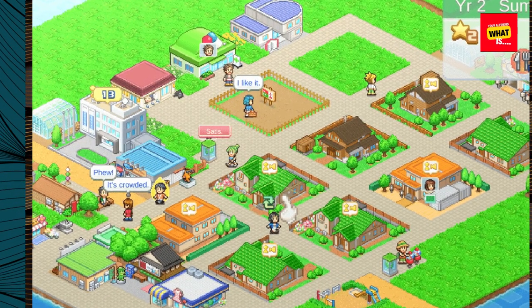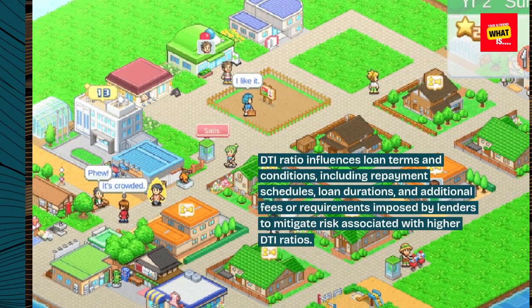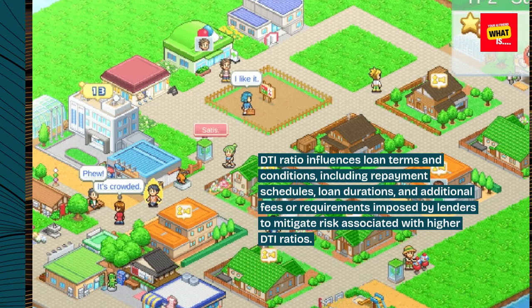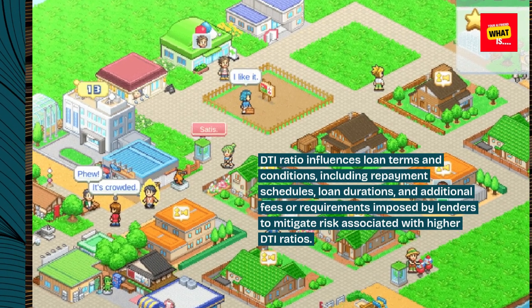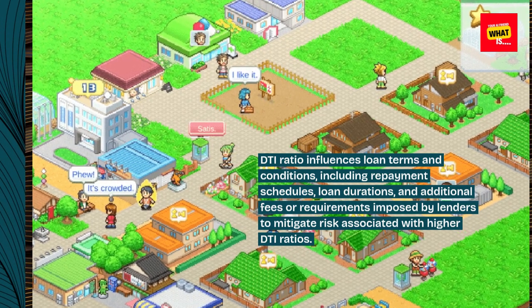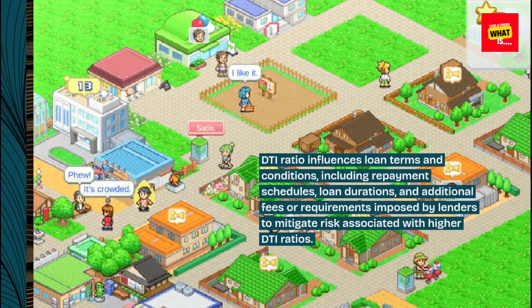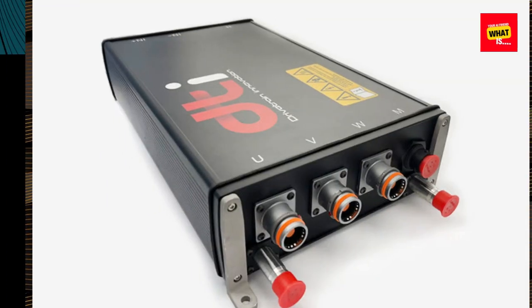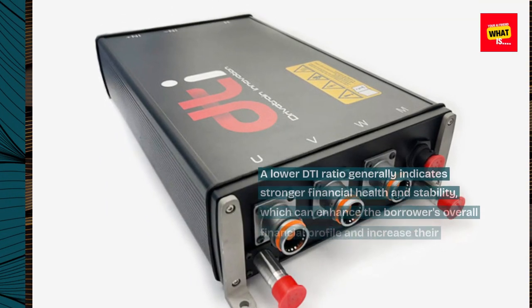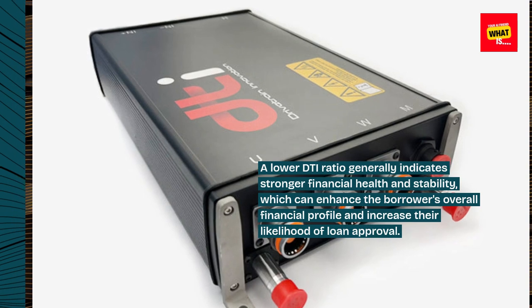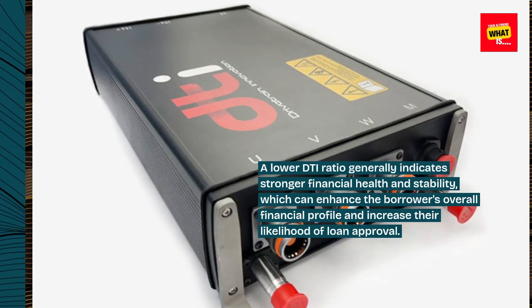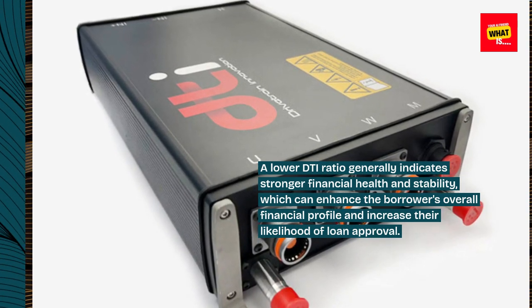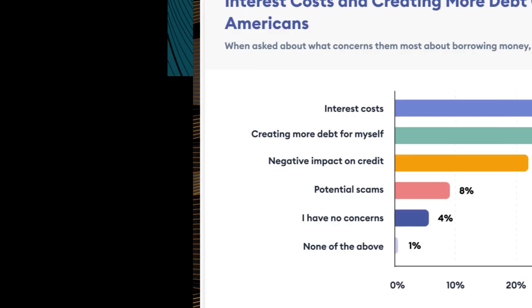DTI ratio influences loan terms and conditions, including repayment schedules, loan durations, and additional fees or requirements imposed by lenders to mitigate risk associated with higher DTI ratios. 9. Financial health evaluation. A lower DTI ratio generally indicates stronger financial health and stability, which can enhance the borrower's overall financial profile and increase their likelihood of loan approval.